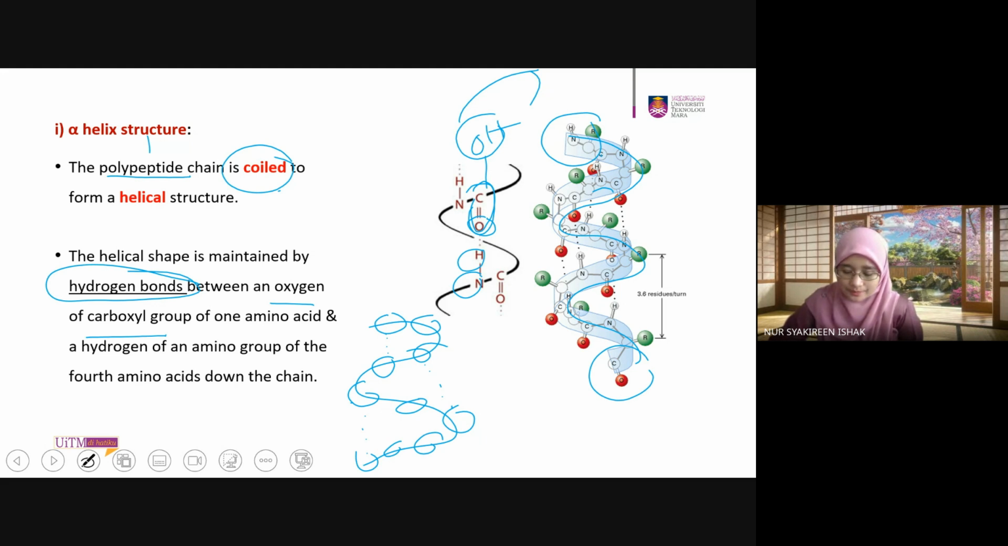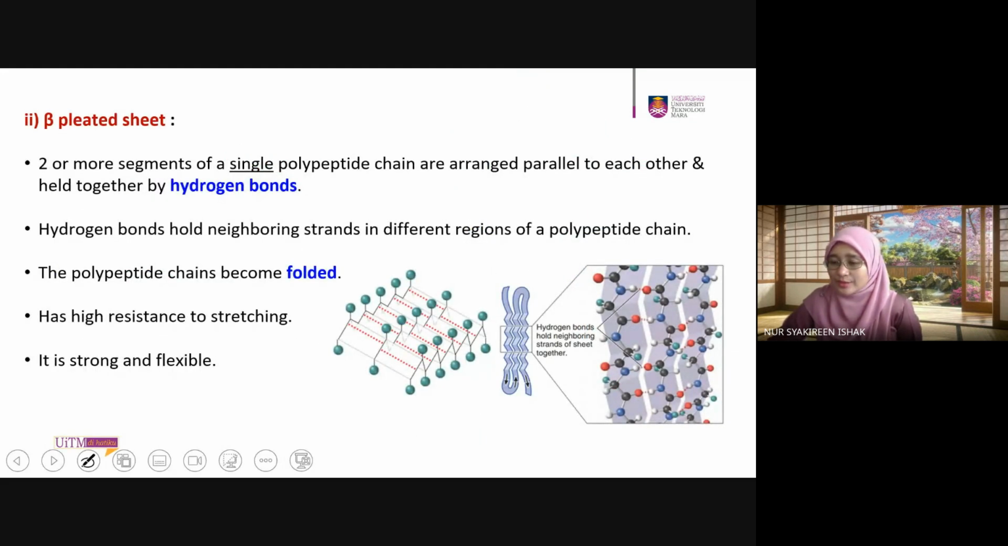Okay. And as for the next structure is beta pleated sheets. Kita habiskan ni dulu sekejap ya. Beta pleated sheets, two or more segments, bukan two or more polypeptide chain, two or more segments of a single polypeptide chain that are arranged parallel to each other and held by hydrogen bonds. Hydrogen bonds hold neighboring strands in different region of a polypeptide chain.